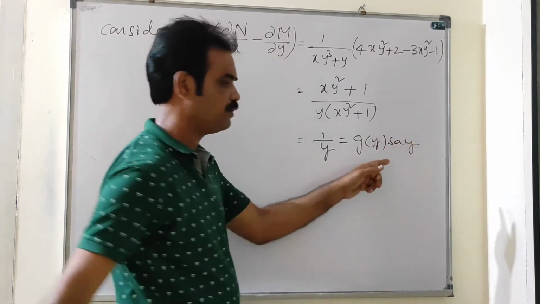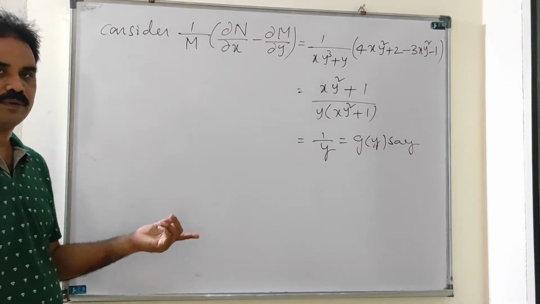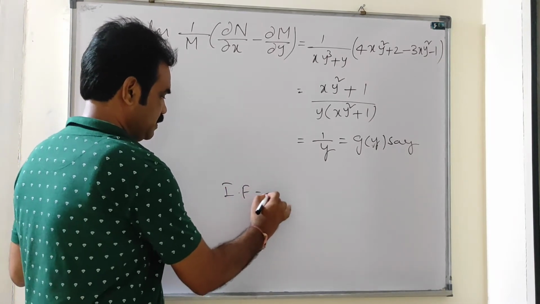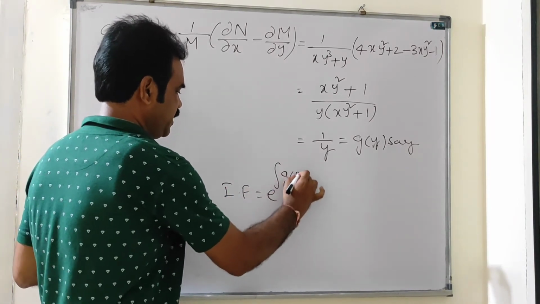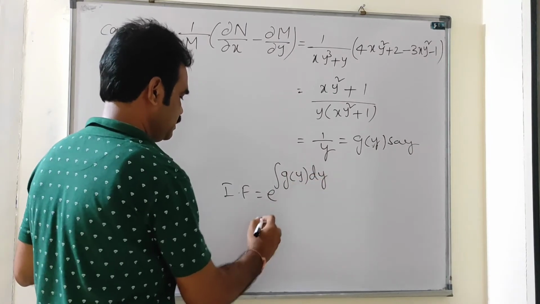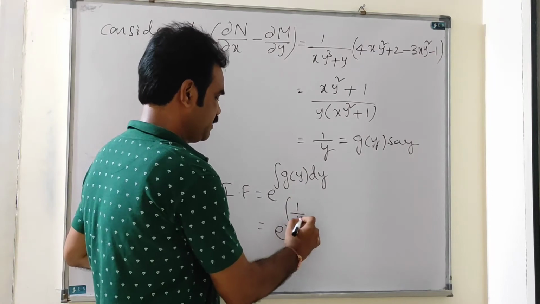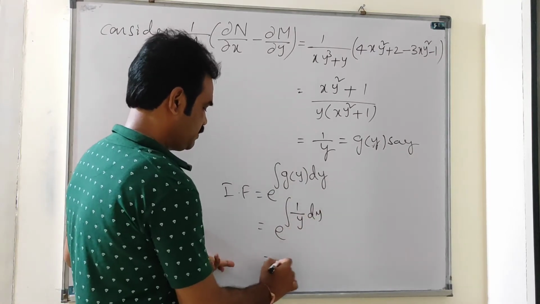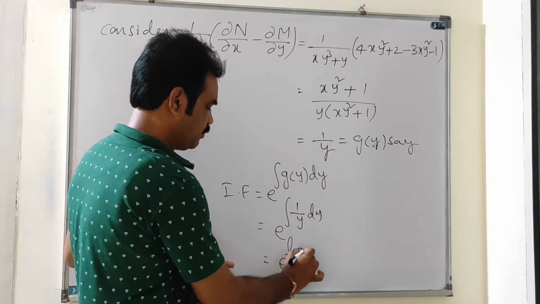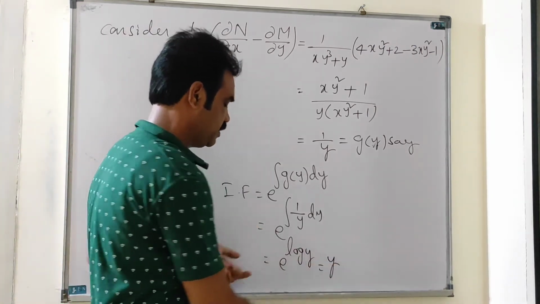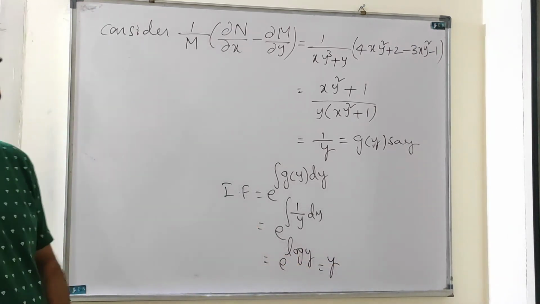That means a function of y alone. Then by method 4, the integrating factor is e power integral g of y dy. That is e power integral, what is g of y? 1 by y dy, which is equal to e power integral 1 by y, which is log y, so e power log y, that is equal to y. Now the integrating factor is y.